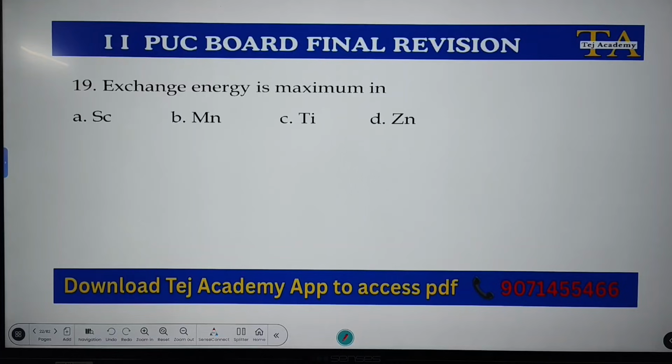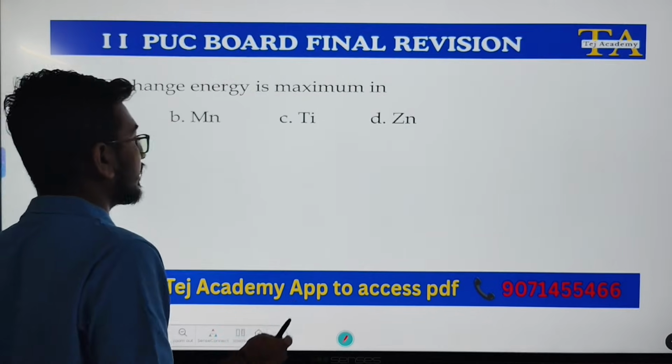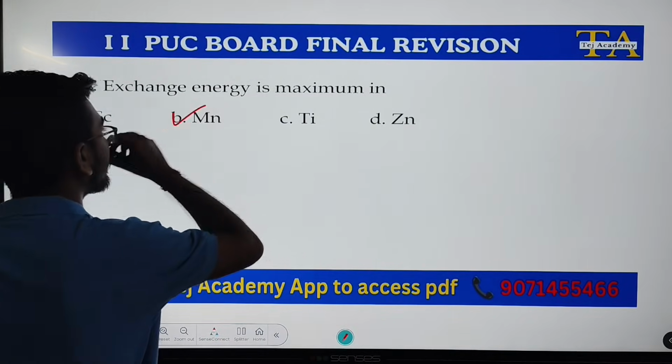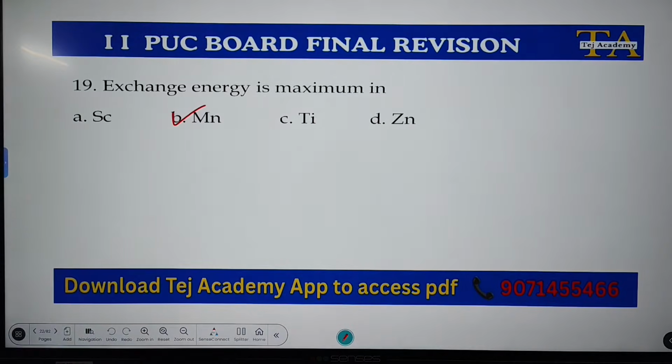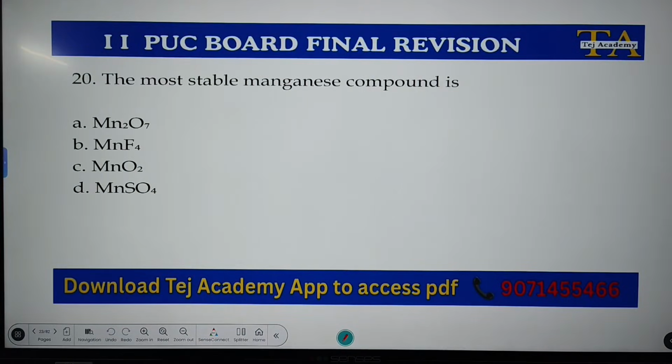So 19th question. Exchange energy is maximum in. So you should know here the maximum number of possible exchanges. When will it happen? With more number of oxidation states. So manganese will show maximum exchange energy, because unpaired electrons can shift from one place to another place. Yes. 20. The most stable manganese compound is.